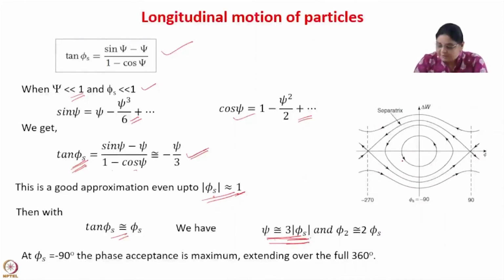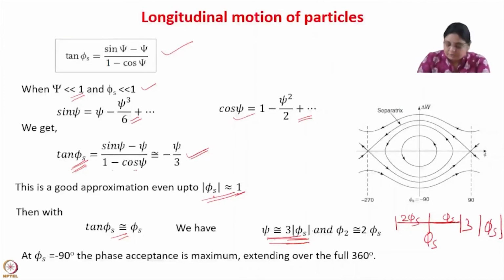Okay, so if this is phi s here, then phi 2 is 2 times phi s, and there will be phi s here. So this extends up to 3 times phi s. But this formula holds only when the values of psi and phi s are small, much smaller than 1.